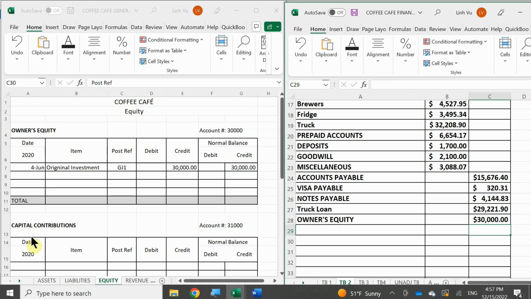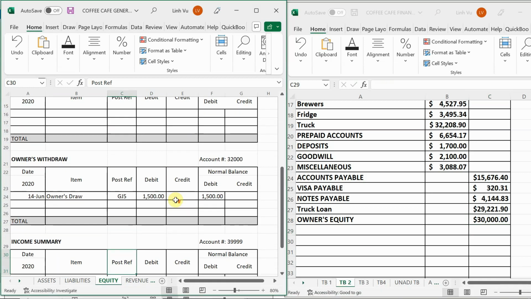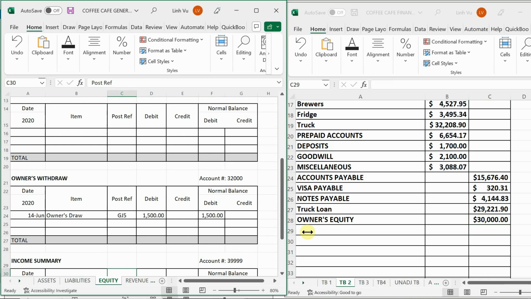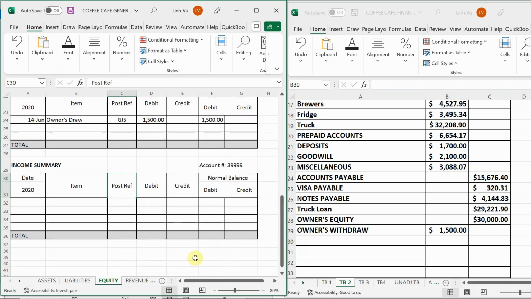Okay? But however, at the very end of Coffee Cafe Week 2, right, day 14, we end up incurring an owner's withdrawal, which will decrease your owner's equity on the debit side, right? So debit side for $1,500, and no income summary yet or retained earnings, right? Because we haven't even sold anything yet or made any. We haven't sold anything yet.